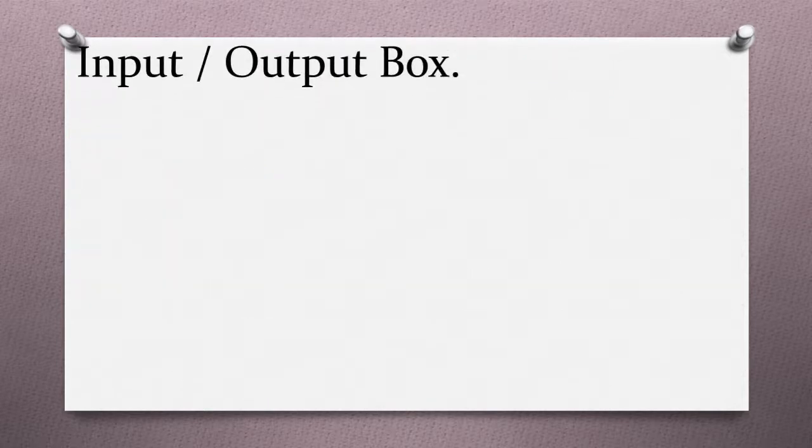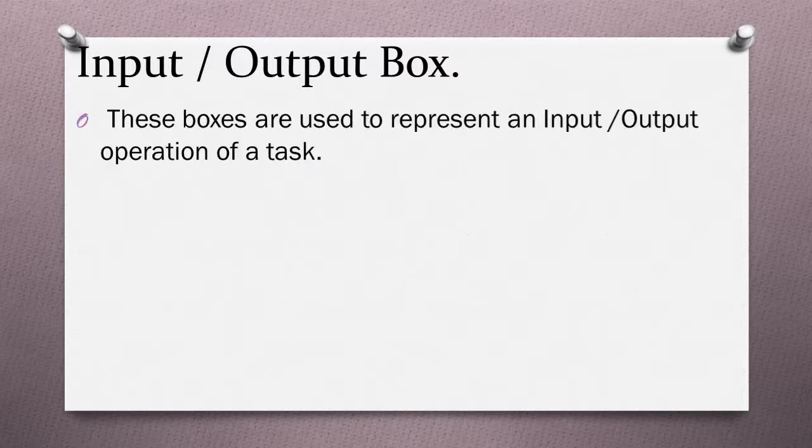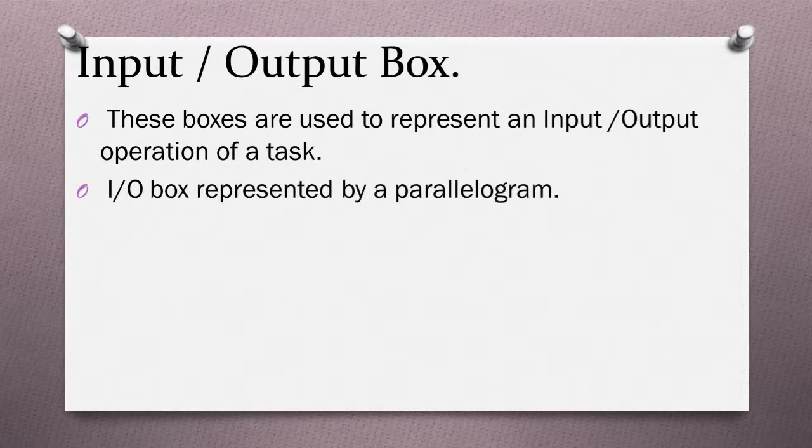Second one is input or output box. These boxes are used to represent an input or output operation of a task. Input or output box is represented by a parallelogram. It means give or take the data. Example, if you are giving the value to variables a and b, meaning accept the values a and b, that is input. And if it is output, meaning display the sum, that is output.